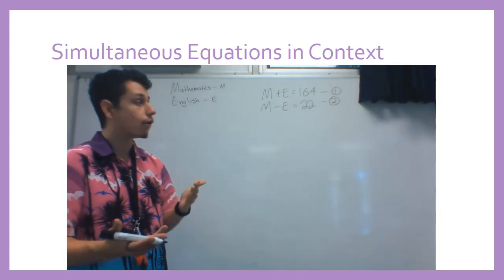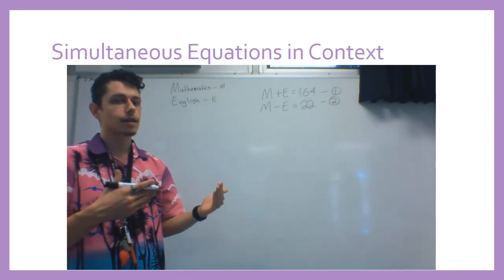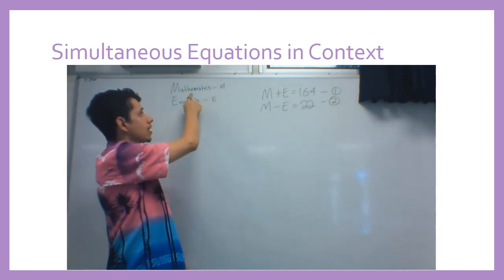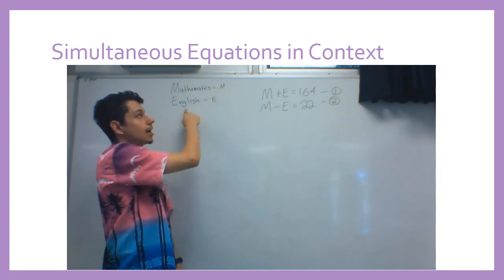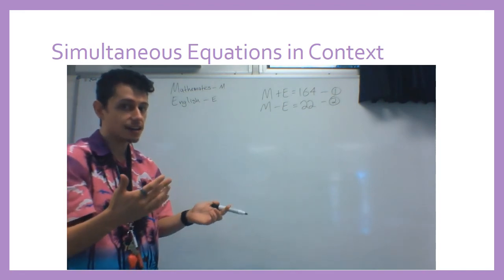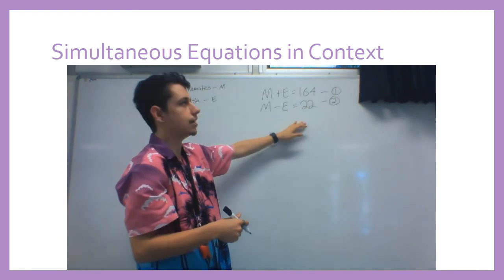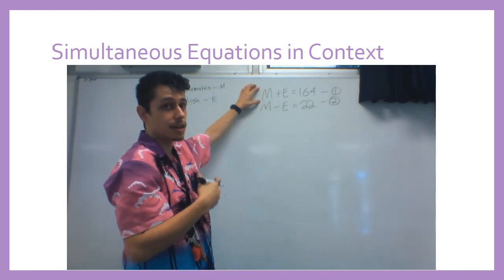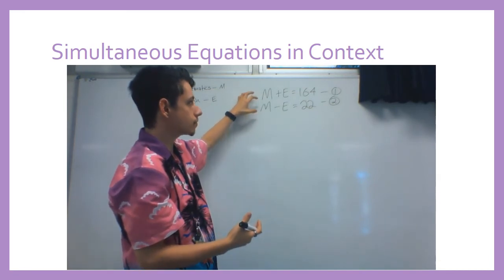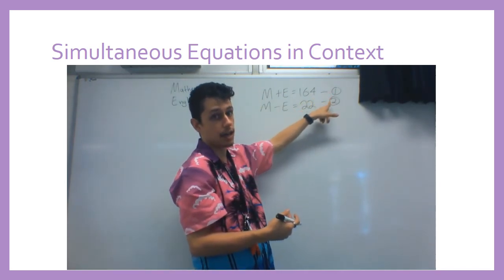Okay, so we're going to solve this word problem about Ashley's marks using simultaneous equations. Up here, I've declared what my variables are. For mathematics, I'm using an M. For English, I'm using an E. I could use X and Y, I could use T and H. As long as I'm stating it here, it doesn't really matter. Here are my two equations. The sum of the two marks is 164, and the difference of the two marks is 22. That's how I got these two equations, and you can see I've labeled them equation 1 and equation 2.